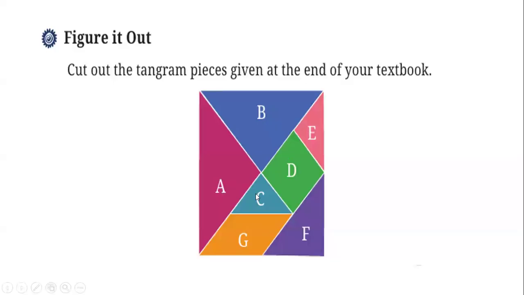These are the pieces of tangram. 1, 2, 3, 4, 5, 6, 7. In tangram, there are 7 pieces. Cut out the tangram pieces given at the end of your textbook. See the end of your textbook and cut tangram pieces like this.